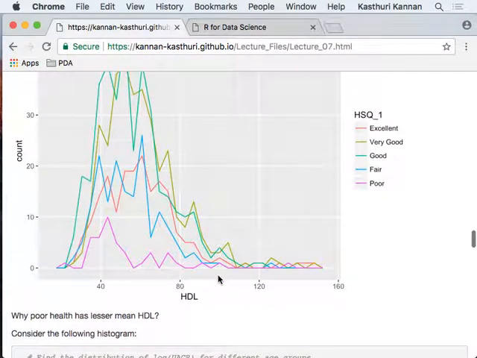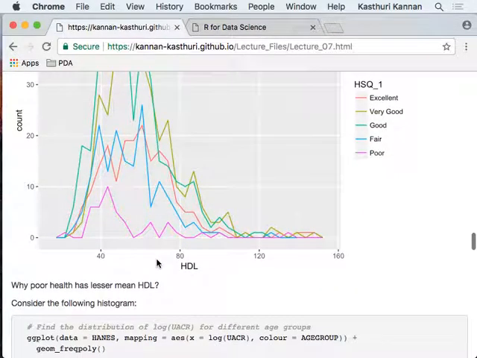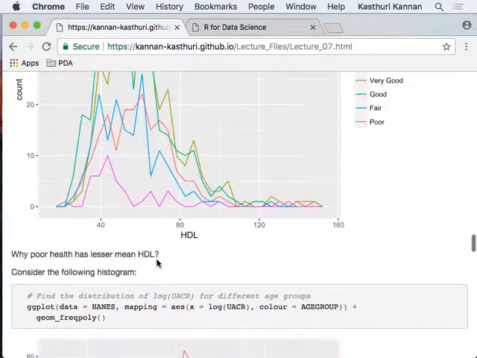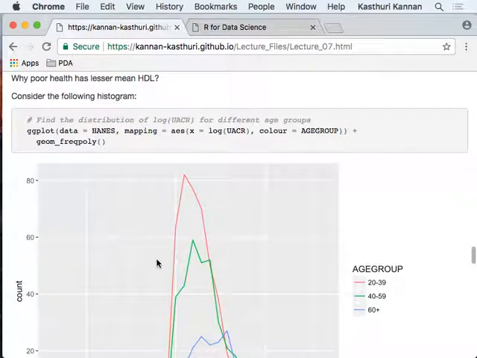One interesting observation is that for people with poor health, the mean HDL is lower than the rest. Why is that? This is a question you may want to pursue, digging deeper into the data on why this is the case, or even looking at the literature. So for instance, consider this.